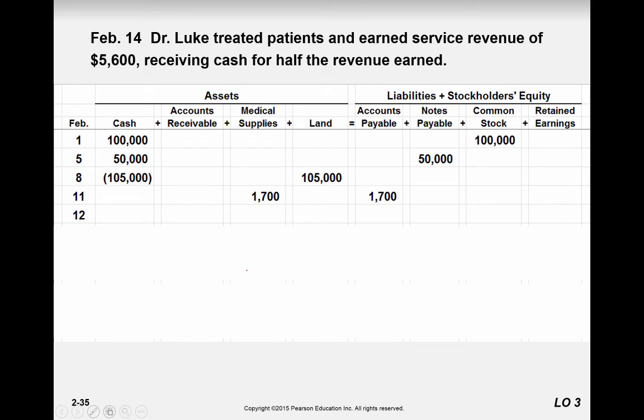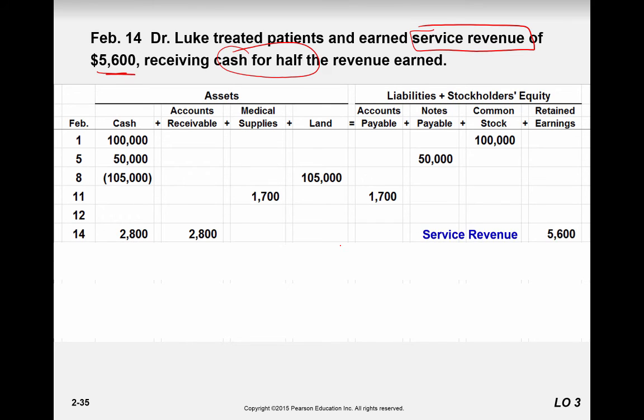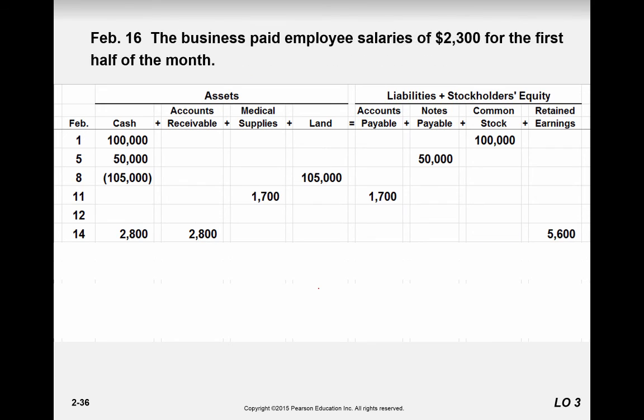So Dr. Luke, we earned service revenue for $5,600 where we received cash for half. So in this case now, we have all the service revenues recorded in retained earnings because that increases, but notice half and half. Half is cash and the other half is going into accounts receivable. So both of these amounts equal 5,600. We need this to be in balance, right? And our service revenue. So this is a compound entry. It has more than just two lines, right? We're recording cash, accounts receivable, and service revenue.